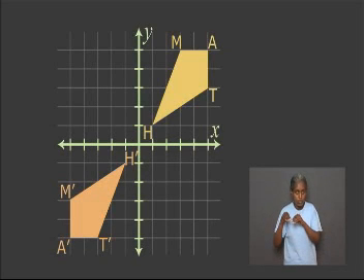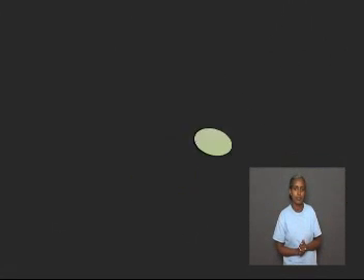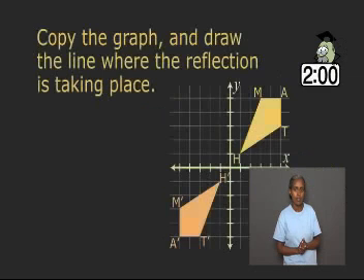Students, looking at this example, can you tell where we would have to lay the mirror on the graph to produce an image like this? Please take a moment to copy this graph and draw a line where you think the reflection must be taking place. Students, let's get ready. Begin.